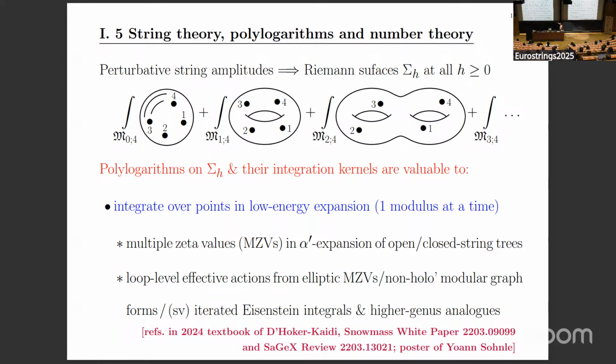And similar statements go through for genus 1. So for instance, if you want to know the effective actions and loop-level contributions to them, perhaps as a practitioner of S-duality, then it's really good to have elliptic polylogarithms in your toolbox. And techniques derived from elliptic polylogs were essential to harness the so-called modular graph forms that are, if you wish, the key steps towards getting the R to the 4 and D to the n R to the 4 interactions out of that diagram. There was also a poster by Johan Sohnle on this circle of ideas.